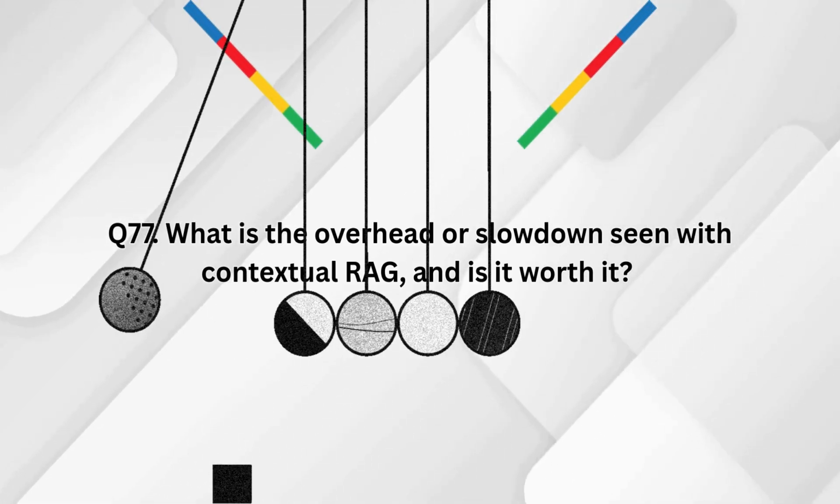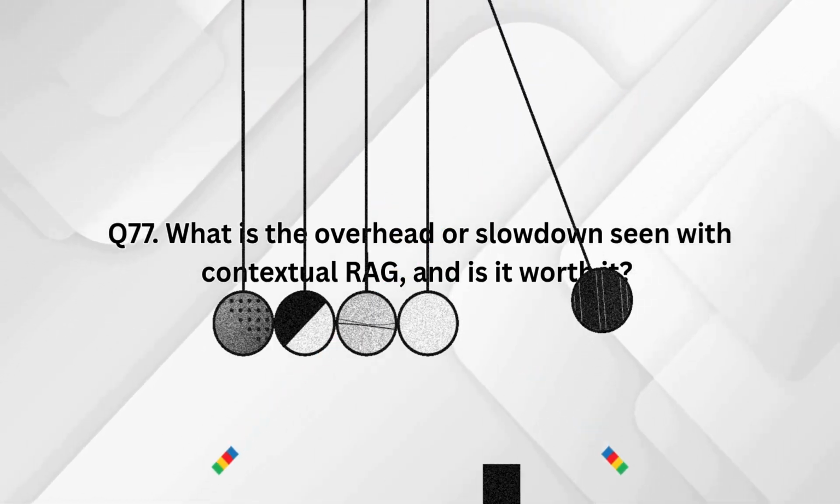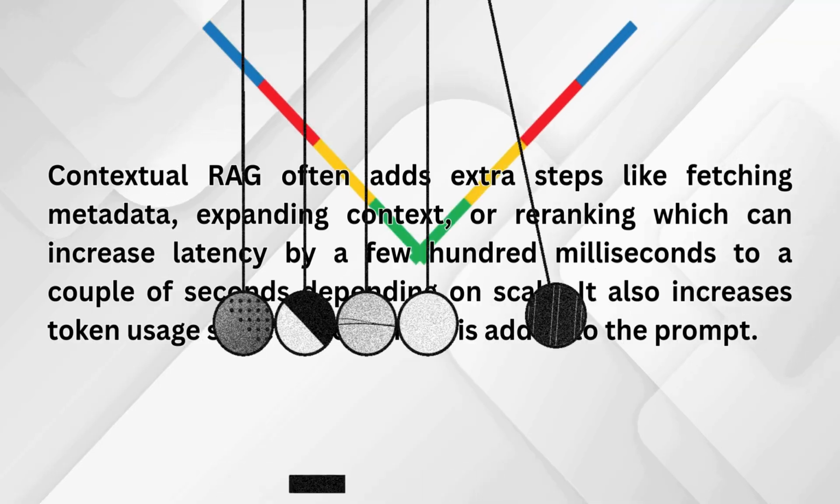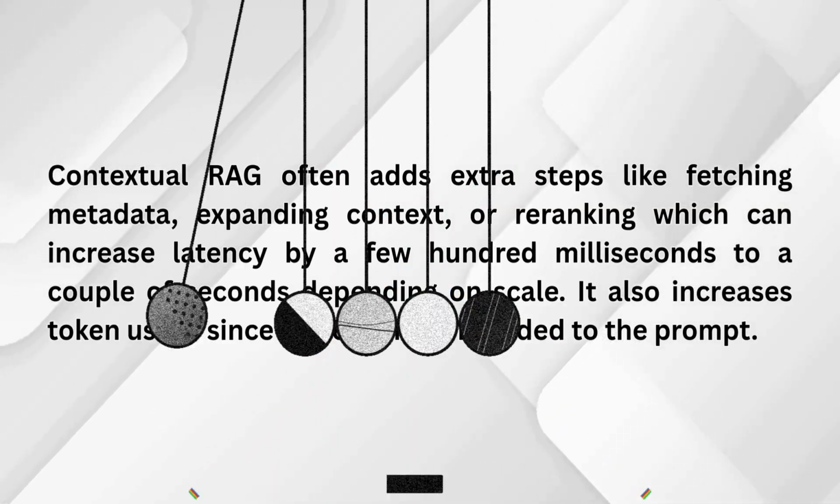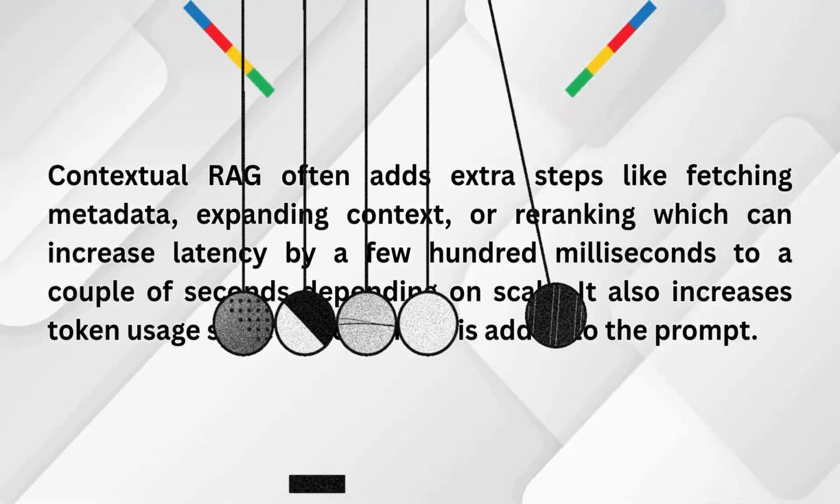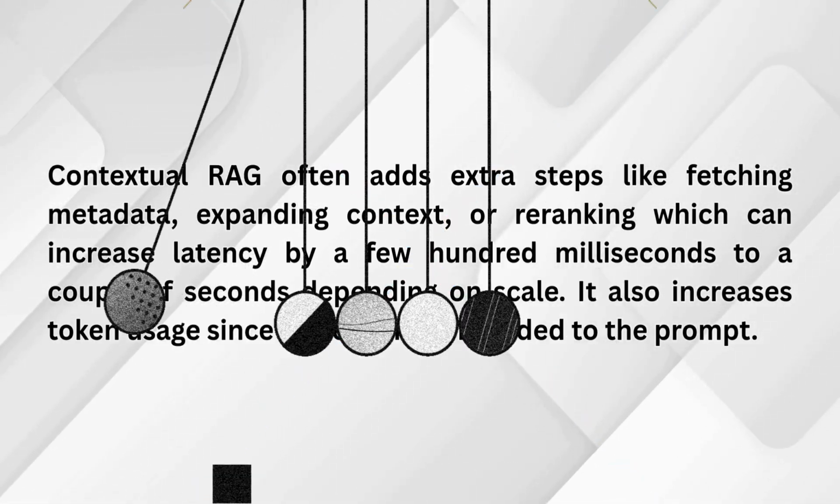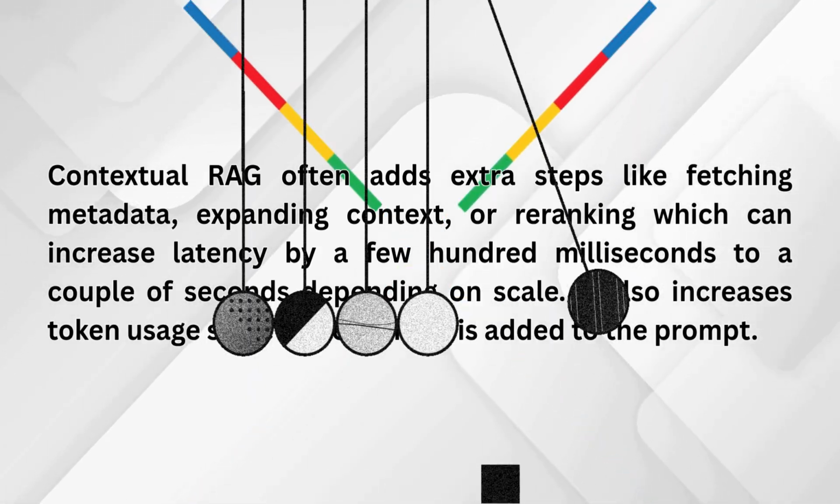What is the overhead or slowdown seen with contextual RAG? And is it worth it? Contextual RAG often adds extra steps, like fetching metadata, expanding context, or re-ranking, which can increase latency by a few hundred milliseconds to a couple of seconds depending on scale. It also increases token usage since more context is added to the prompt.